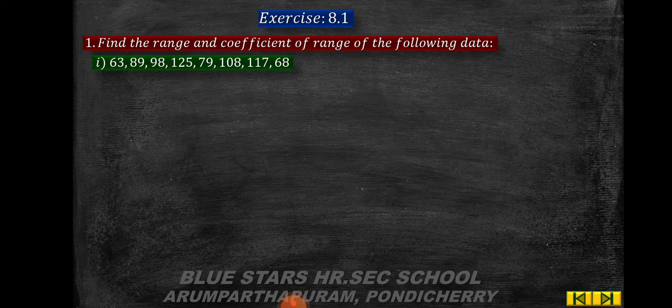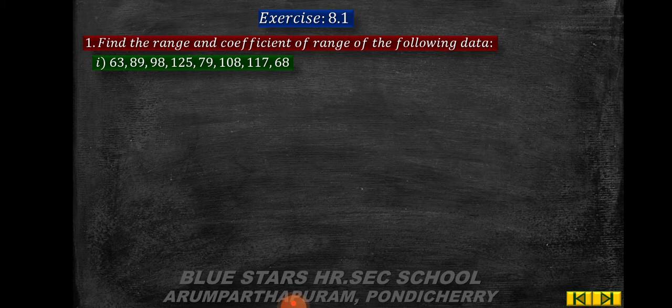Find the range and coefficient of range of the following data. You already know, from the last video itself, the formula for finding range and coefficient of range. The formula for range is L minus S, where L is the largest number and S is the smallest number. Then coefficient of range is nothing but L minus S by L plus S.